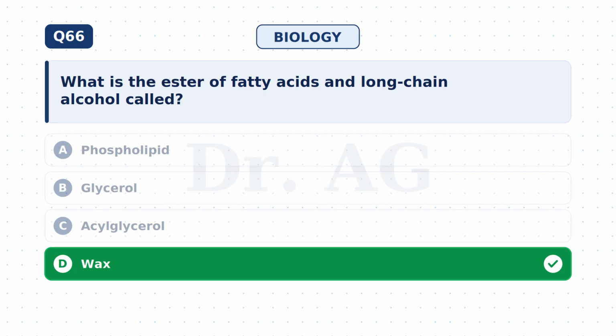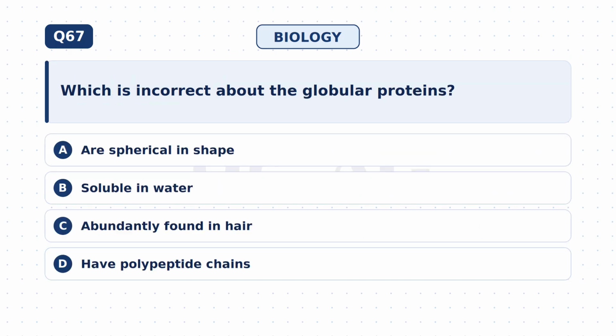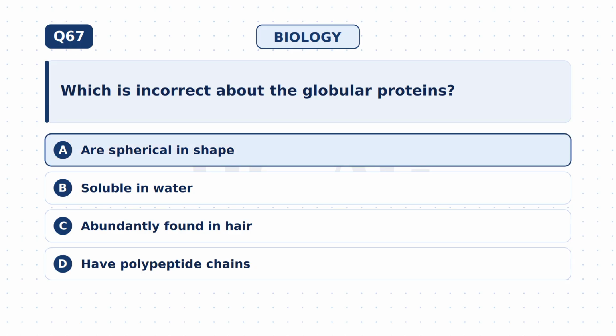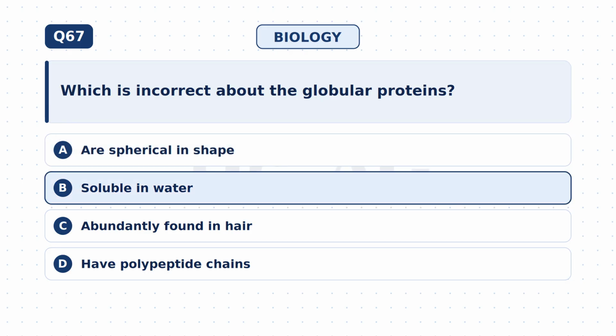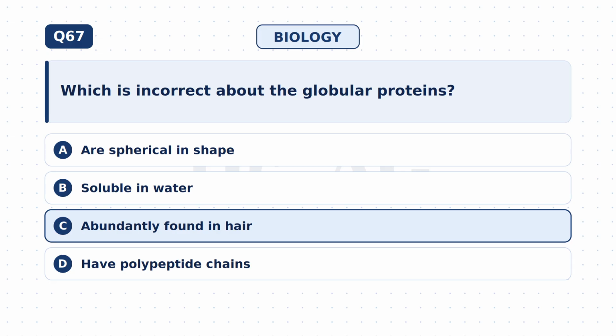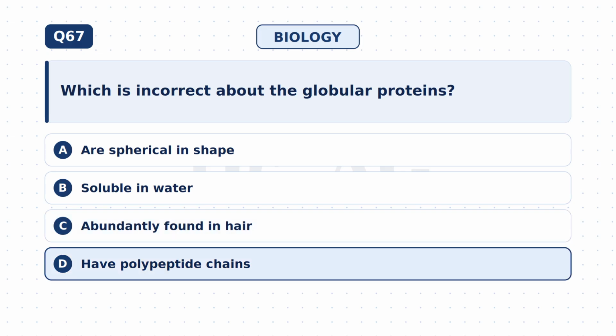The correct answer is D. Wax. Question 67. Which is incorrect about the globular proteins? Option A, are spherical in shape. Option B, soluble in water. Option C, abundantly found in hair. Option D, have polypeptide chains.